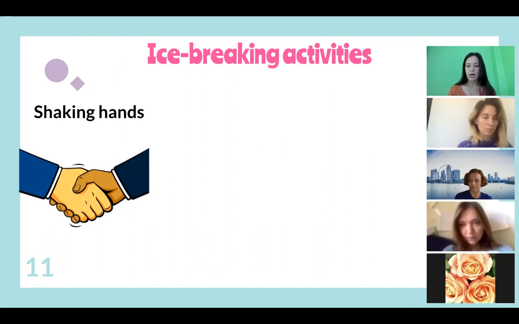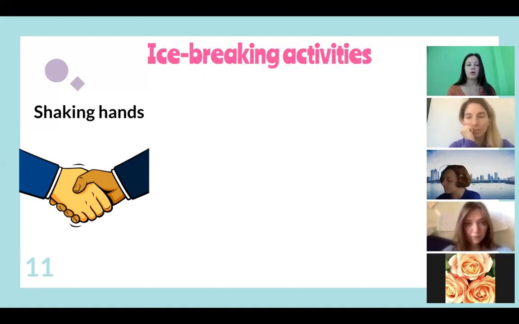Students mingle, shake hands, and say their names. They try to remember each other's names. And once they have shaken hands with everybody, they can make a second circle. And this time they shake hands again, but this time they introduce their partner. In such a way, they memorize each other's names better and are already warming up to each other.